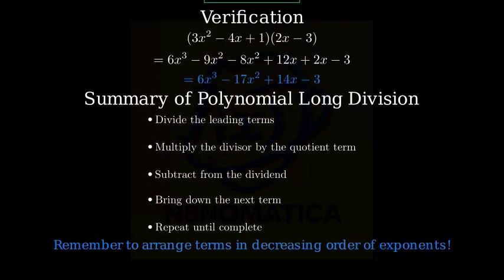You divide, multiply, subtract, bring down, and repeat until you can't divide anymore. The key steps are: 1. Divide the leading terms. 2. Multiply the divisor by the quotient term. 3. Subtract from the dividend. 4. Bring down the next term. 5. Repeat until complete. Remember to pay attention to the signs and arrange the terms in decreasing order of exponents for easier calculation.